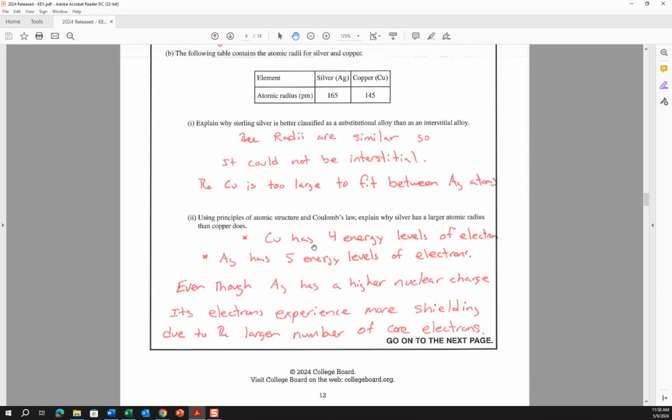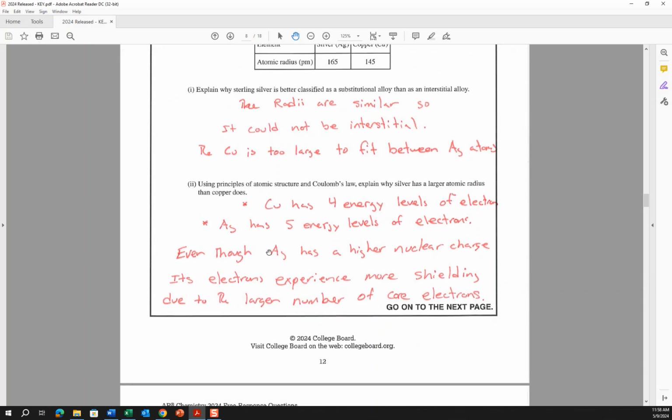All right. So copper has 4 energy levels of electrons. Silver has 5 energy levels of electrons. Even though silver has a higher nuclear charge, its electrons experience more shielding due to the larger number of core electrons. You probably need to go a little bit more in detail here, but you just say copper, because there's less shielding, or because there's fewer electrons between the valence shell and the nucleus of copper, there'd be a stronger Coulombic attraction with its nucleus, that kind of thing. But that's essentially the type of explanation they're looking for.